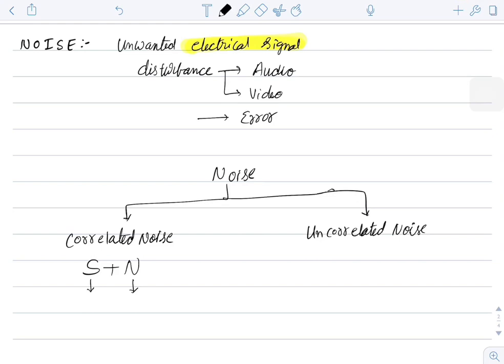Let's come to the uncorrelated noise. Uncorrelated noise means, let us say your transmitter is turned off. Then you are trying to listen to the corresponding signal from the transmitter. If it is turned off, signal strength is equal to 0. Whatever you are observing at the receiver end is nothing but noise. That means only noise is present here. Since there is no signal here, there is no relationship between noise and the signal in this case. That's why it is called uncorrelated noise.